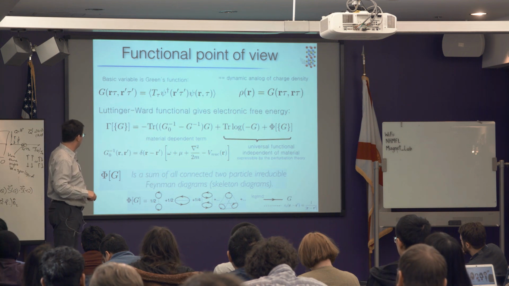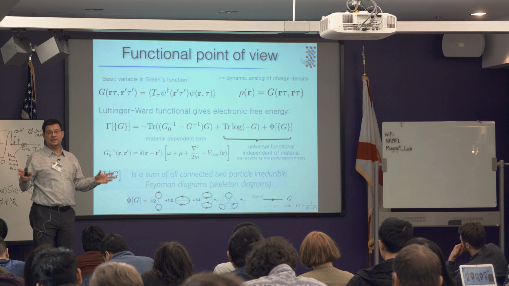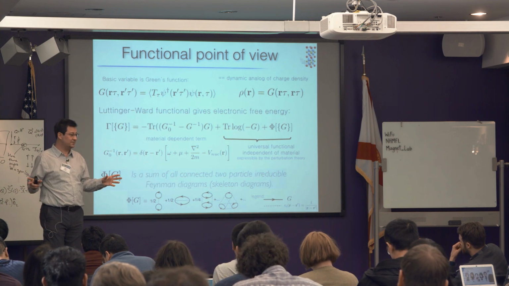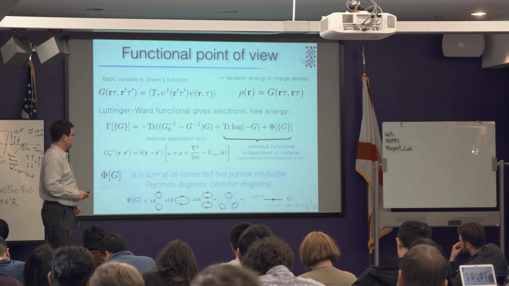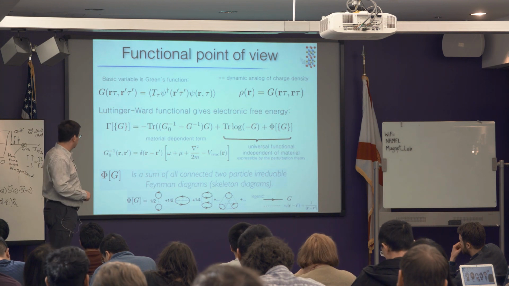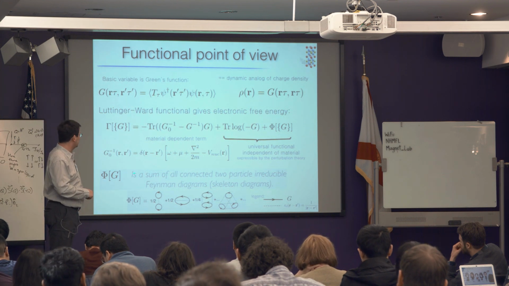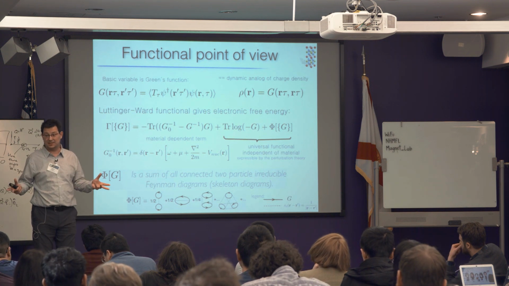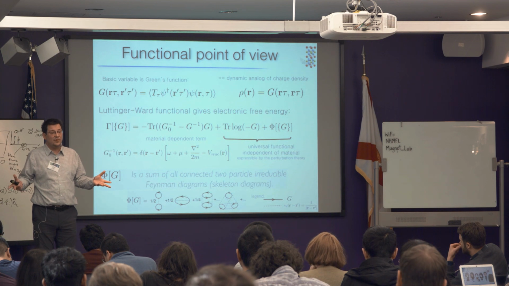And this phi functional, however, in DFT, it's completely unknown, okay? In DFT, you really don't know what it is. You have to get it from a Gilliam model. But here you know, at least in perturbation theory, that this is the sum of all connected two-particle irreducible Feynman diagrams, skeleton diagrams, okay? You just need to have a good way of calculating it.